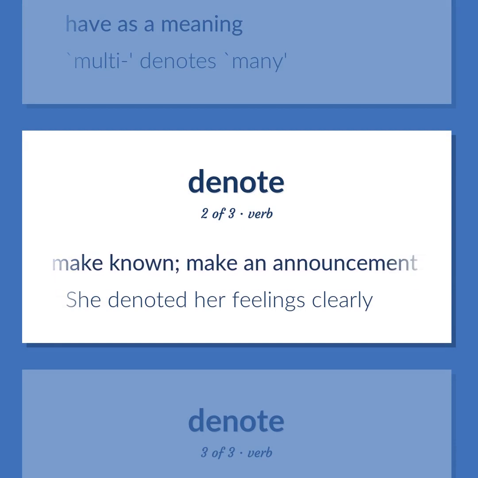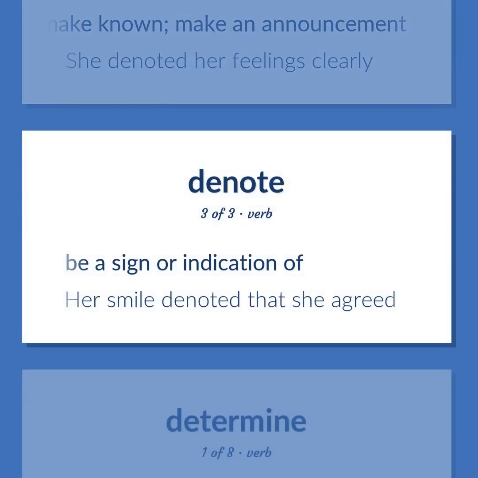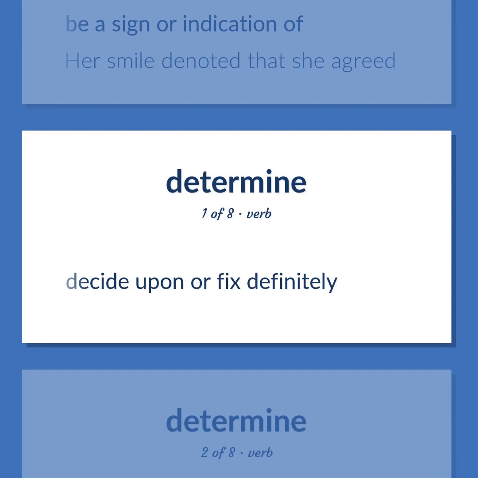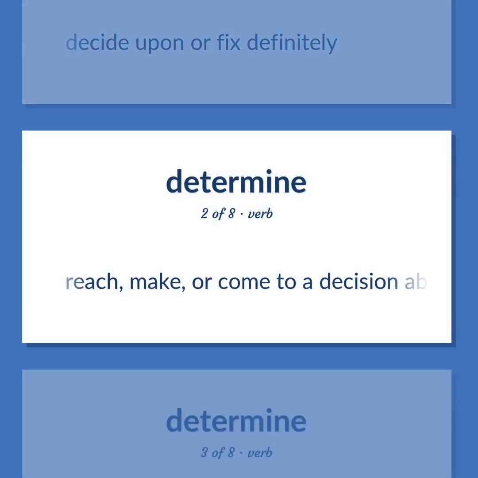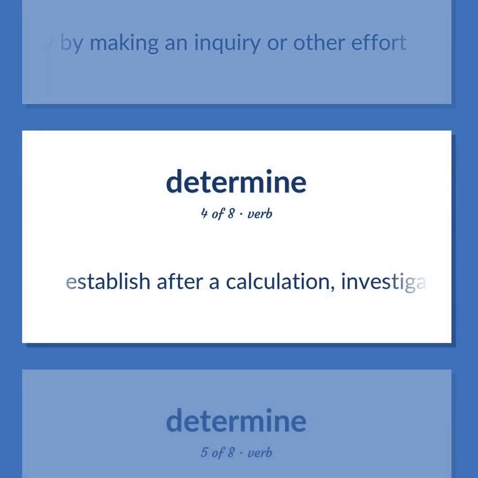Make known. Make an announcement. She denoted her feelings clearly. Be a sign or indication of. Her smile denoted that she agreed. Decide upon or fix definitely. Reach, make, or come to a decision about something. Find out, learn, or determine with certainty, usually by making an inquiry or other effort. Establish after a calculation, investigation, experiment, survey, or study.